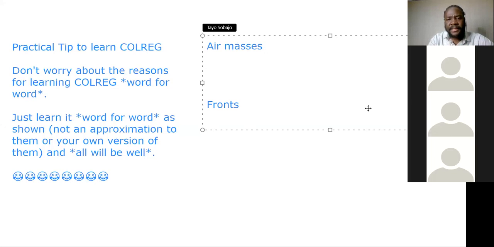Does anybody want to give us some background? Just share with us your knowledge, your understanding of these two subjects today, air masses and fronts in meteorology. Anybody can unmute and just share with us.